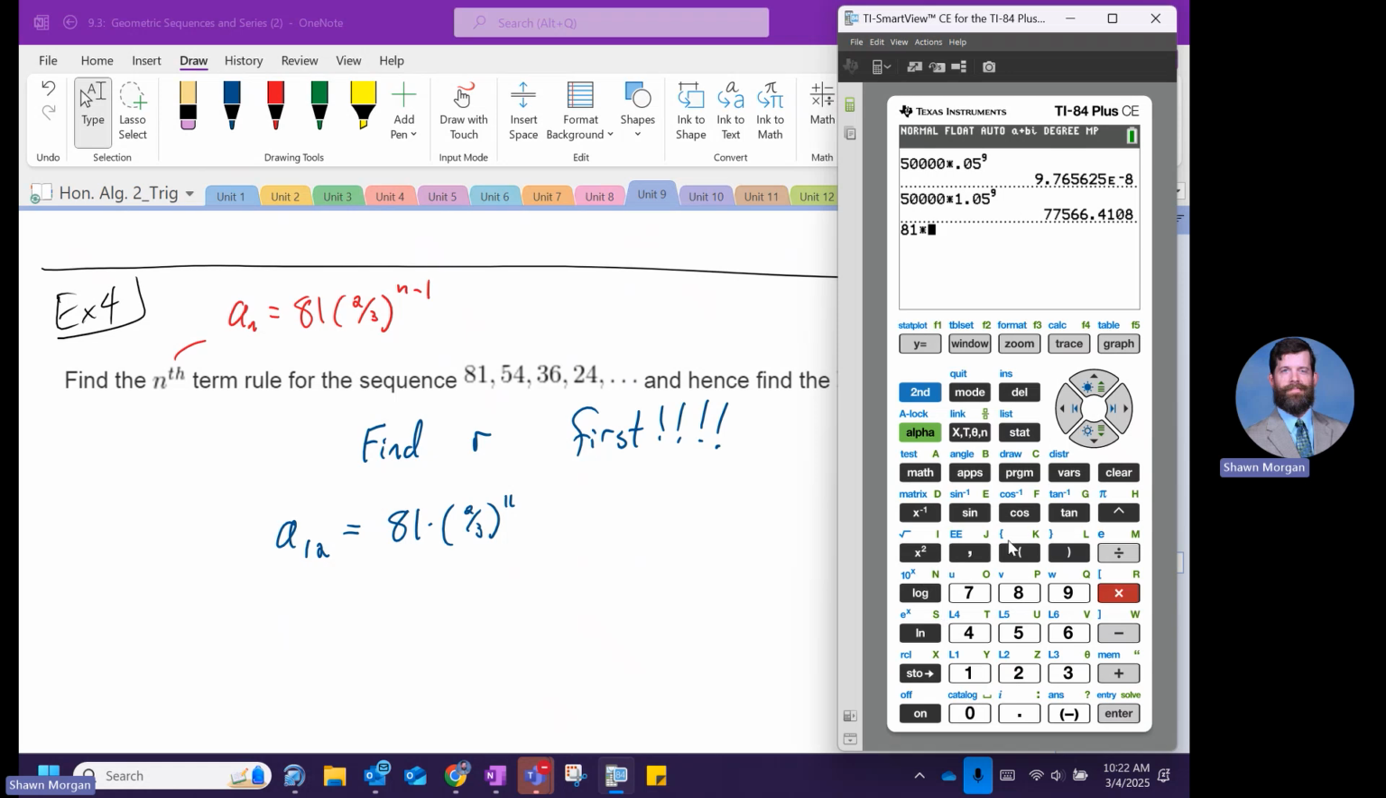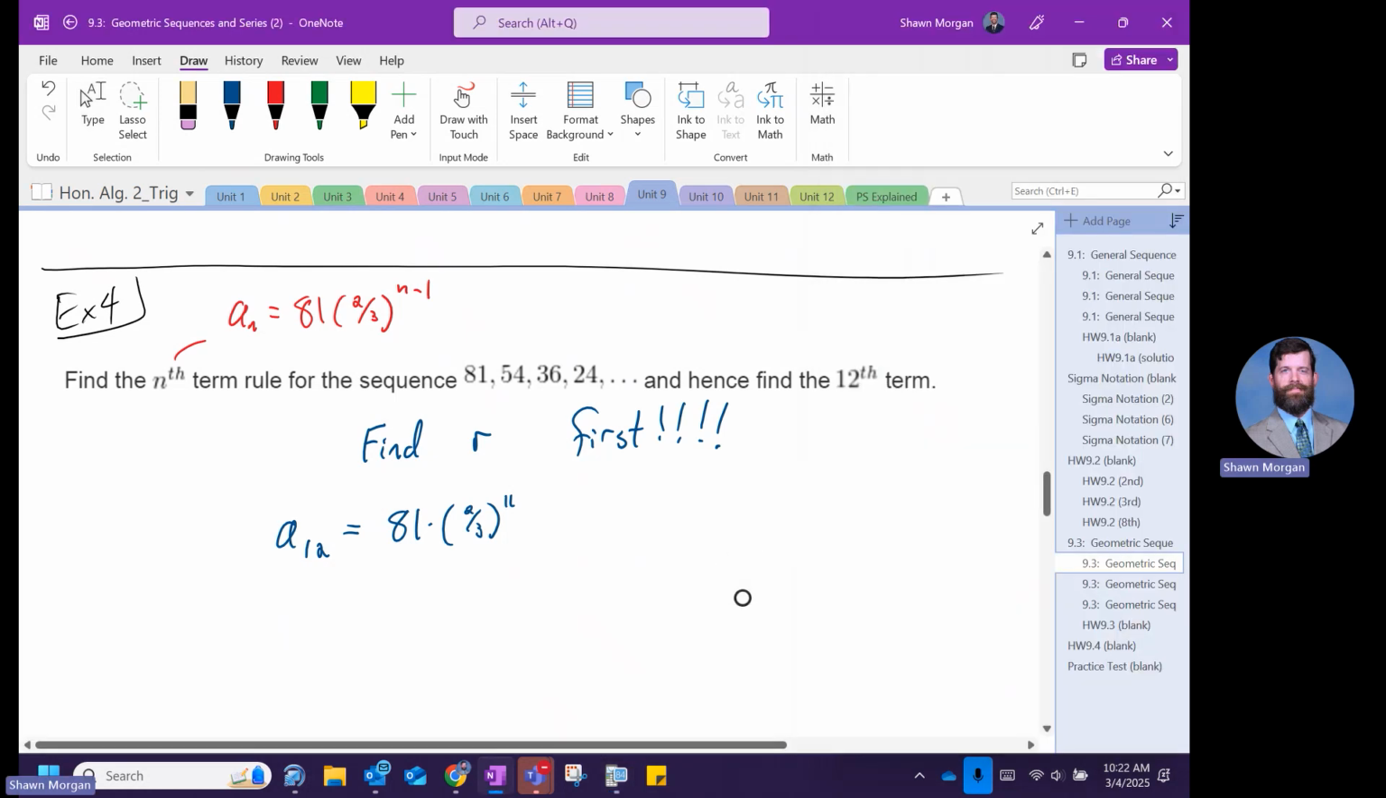81 times 2/3 to the power of. I wonder if I should put the 2/3 in parentheses. Yes, I did. Makes me nervous. I think I will, just to be on the safe side. 2/3 to the 11th. Now, okay, so this is the hard part. Can I hit math, enter? Yes. 2048 over 2187.